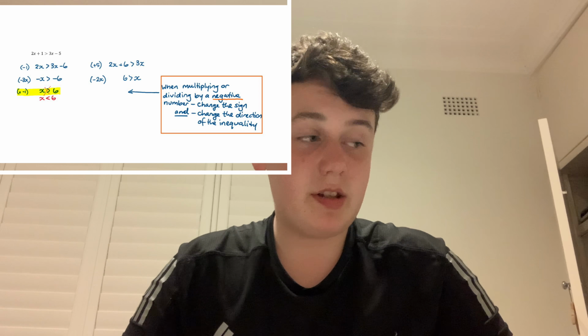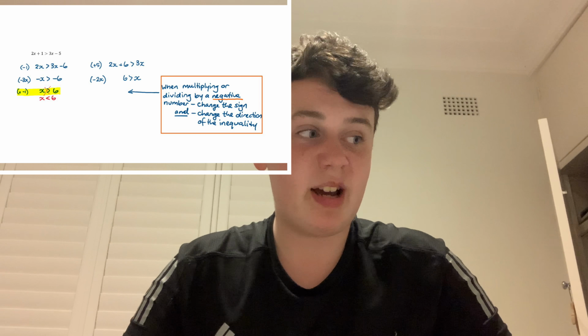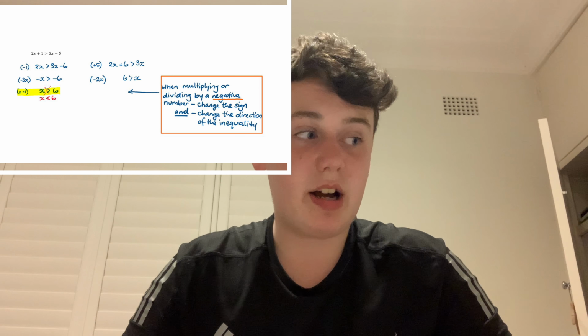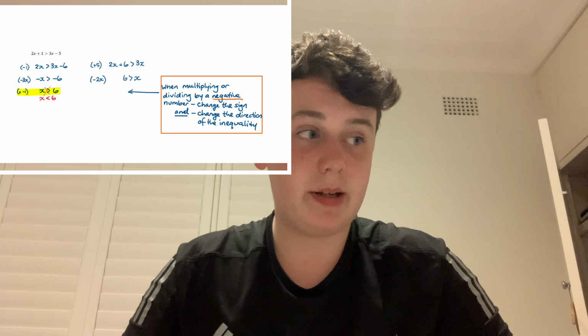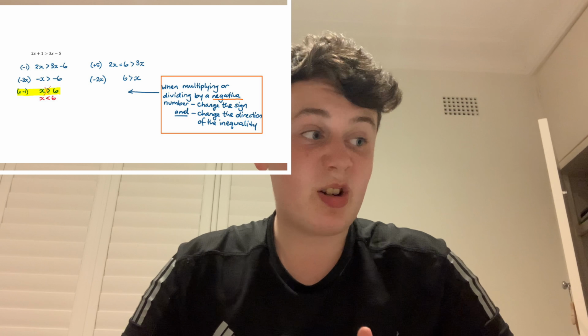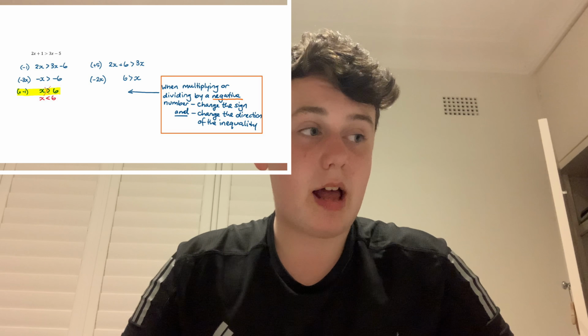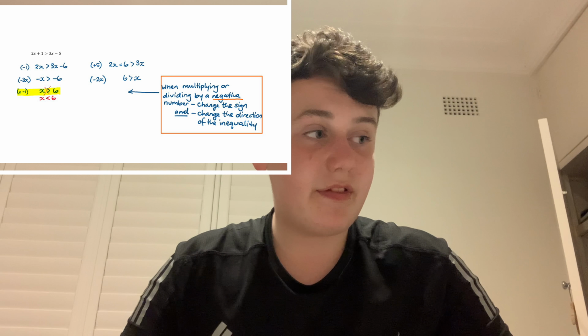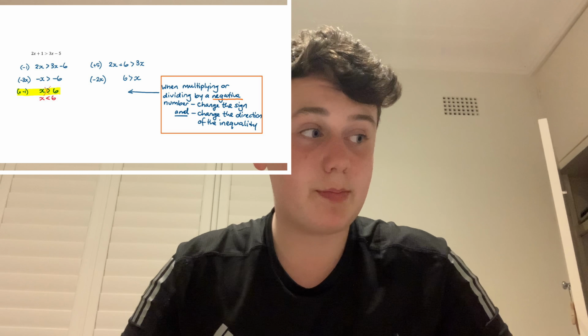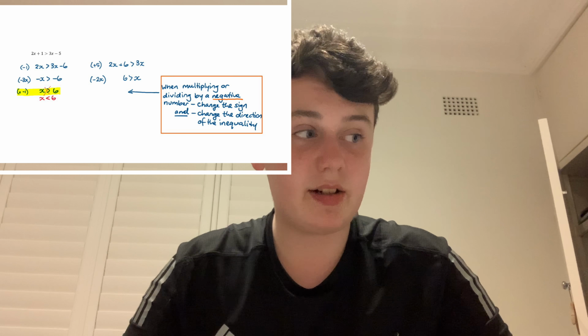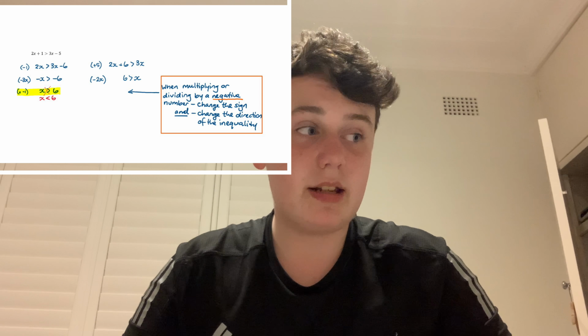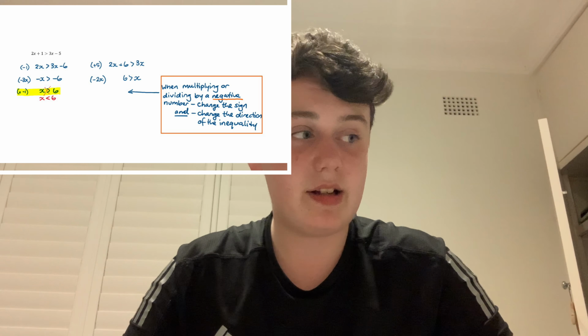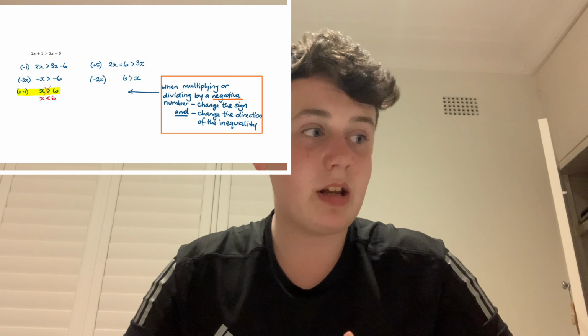However, you can't do this, because when multiplying or dividing by a negative number, you need to change the sign and change the direction of the inequality. So what you should be doing there is adding 5 to both sides. You want to work from the right side over. You'll be adding 5 to both sides, so it becomes 2x plus 6 is greater than 3x, and then take 2x from both sides, so it becomes 6 is greater than x.